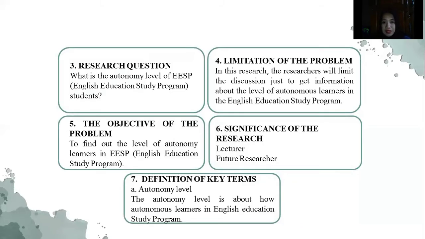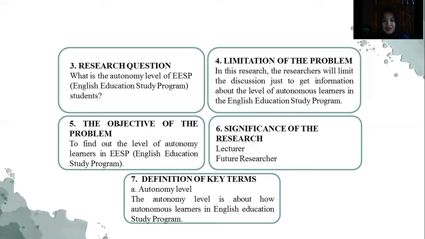And four, limitation of the problem. In this research, the researcher will limit the discussion just to get information about the level of autonomous learners in English Education Study Program. And five is about the objective of the problem. The objective of the problem in this research is to find out the level of autonomous learners in English Education Study Program. And also six, significance of the research.